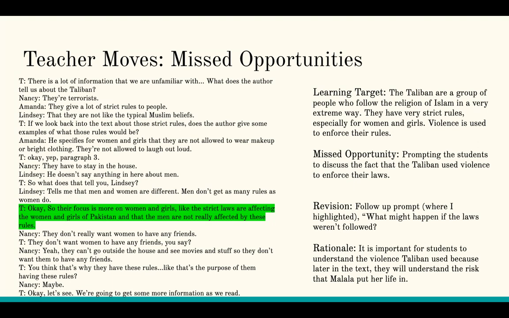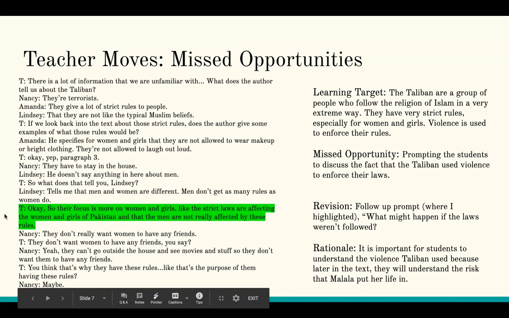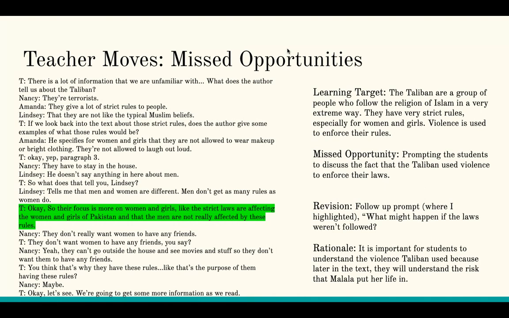Okay, so the top half of this is the same transcription that we've been looking at, but I've included the second half of the exchange. So you can see here, this is where I cut it off on the previous slides. And here, starting with Nancy, is the rest of the discussion that we had around this part of the text.